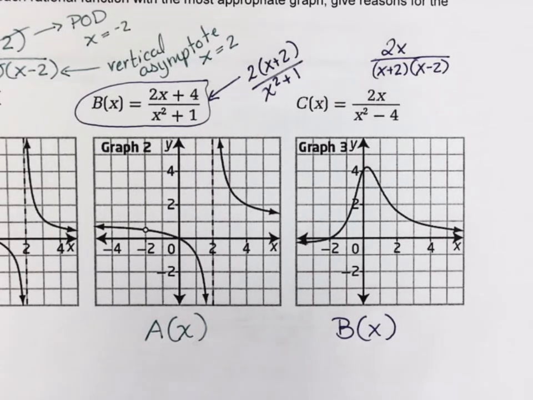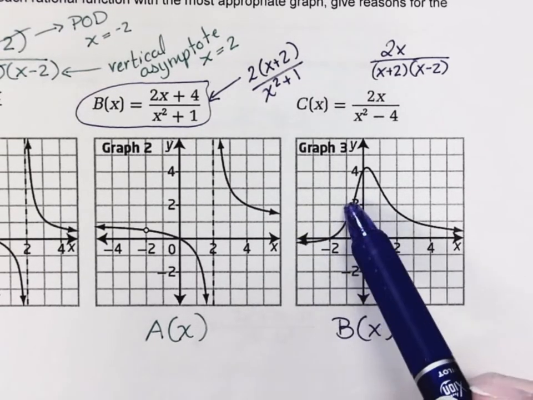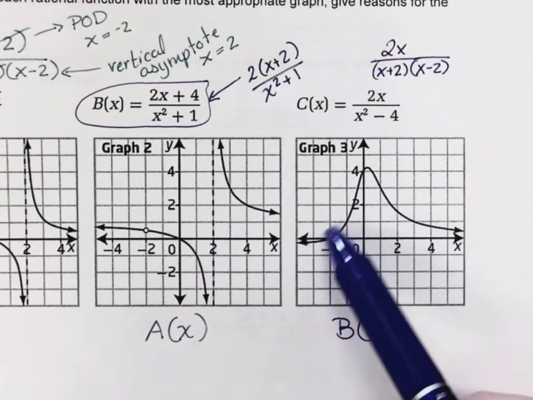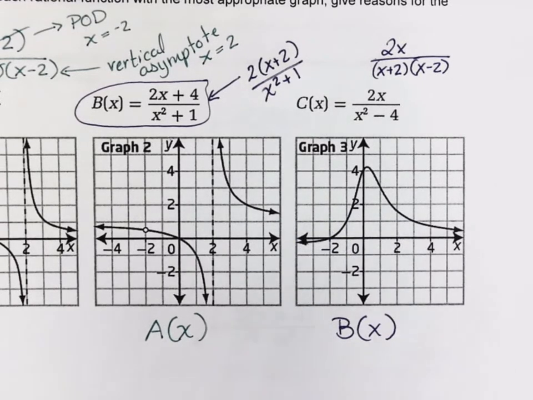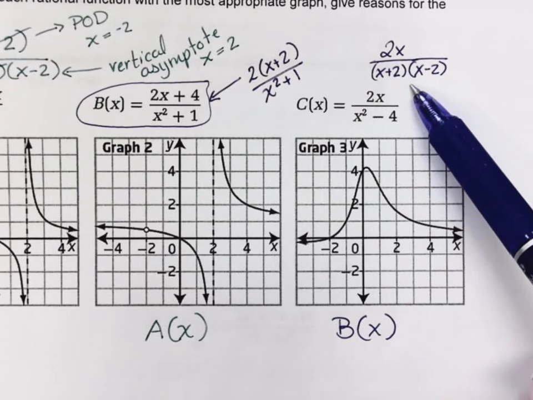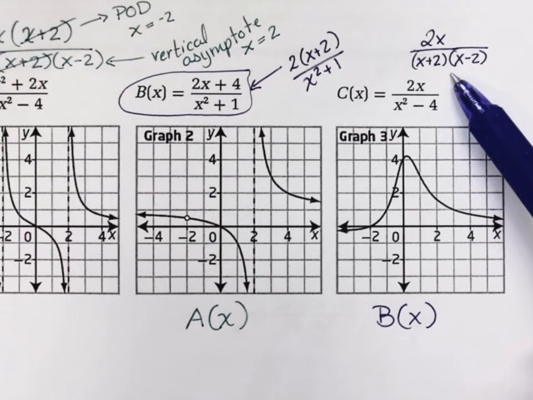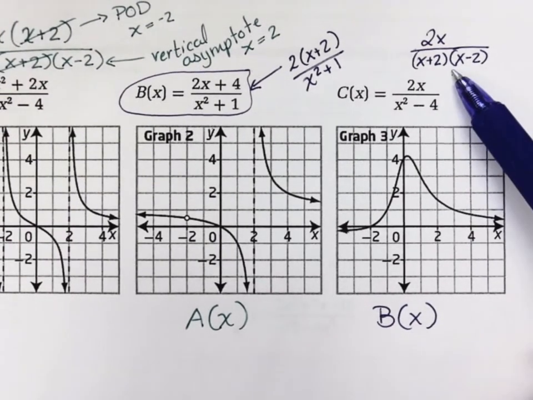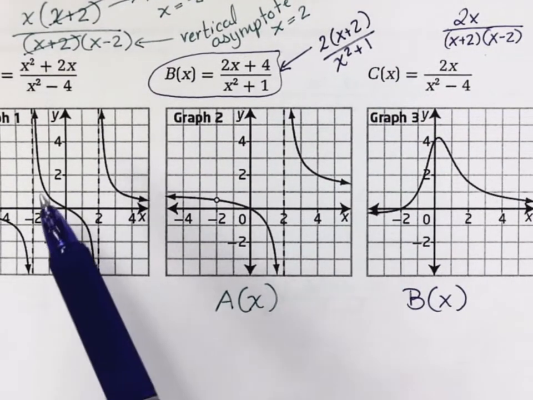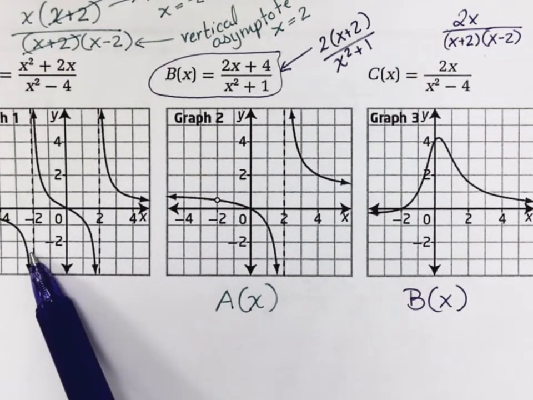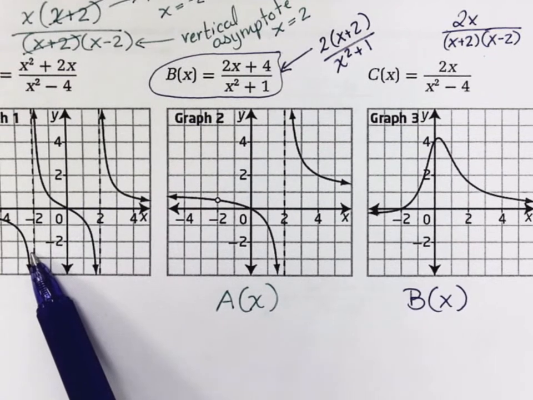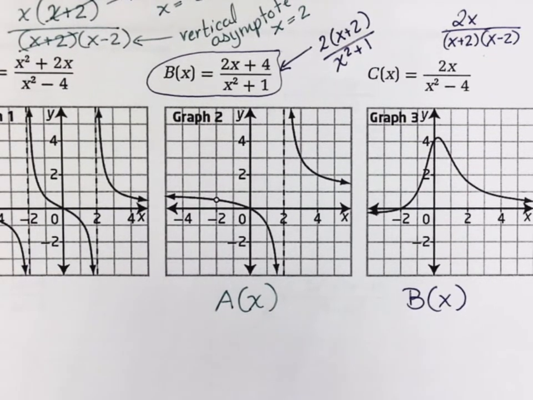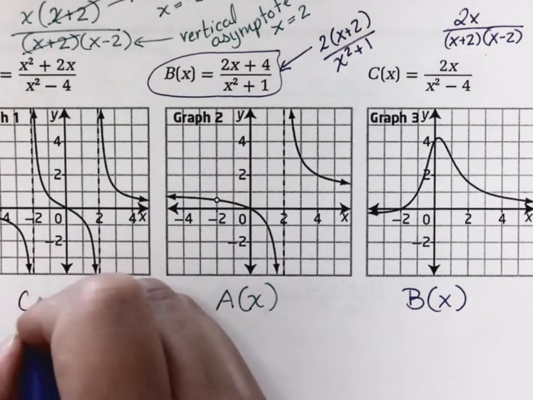For the other one, I just explained to Basil that the graph just went down a little too low when I was graphing it. It shouldn't be there, sorry. So this one has two asymptotes, nothing cancels each other out. We don't have a point of discontinuity, so it's going to be this graph. Everybody good with that? Okay, so this one is C of x.